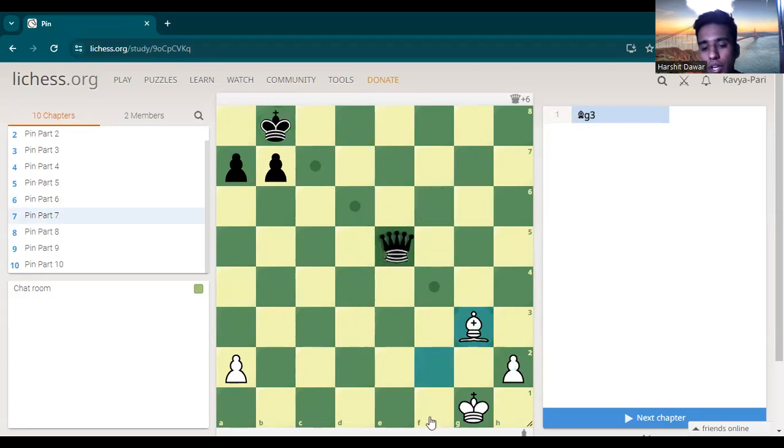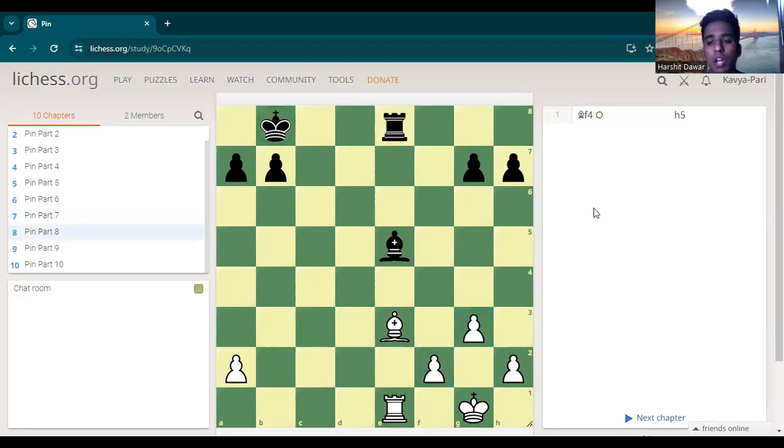The queen would love to go here and give some kind of check from here if possible, but there is no way the queen can go because the king will be in attack. Sometimes the queen might be able to move, but in this case, this is an absolute pin, and there is no way the queen can move in this position, or the king will be under check. It's illegal.